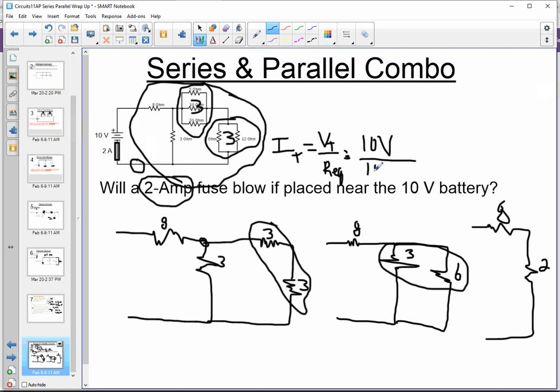So we have 10 volts and we have 10 ohms for V total and R total, which will give us 1 amp of current flowing through the battery. Incidentally, not only will 1 amp not break that fuse, if you were looking for the current through this 8 ohm resistor, you would also answer 1 amp because obviously the total current flows through that resistor because there's no branches between there and the battery.